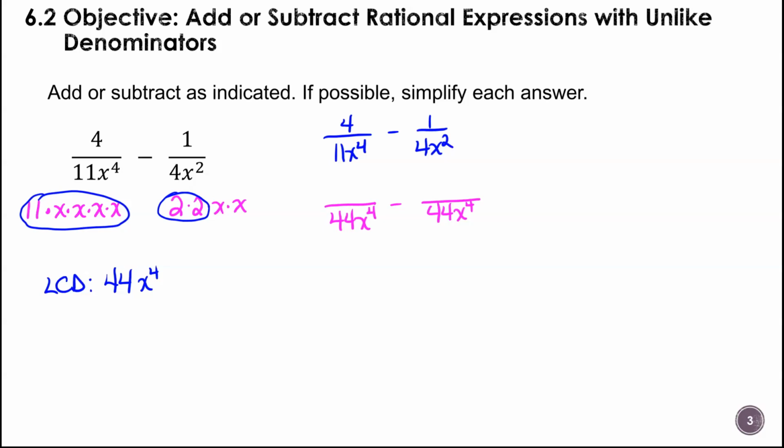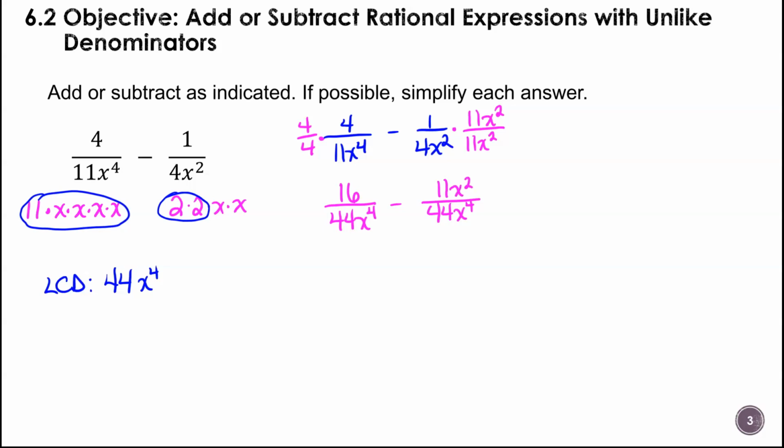Okay, so on the first fraction, I need to multiply by 4, and I don't have to multiply by any x's because I already have x to the fourth. So this one's just going to be times 4. 4 over 4 equals 1. Remember, we're always multiplying by 1. On the second one, I'm going to multiply by 11, and I have to have another x squared to get x to the fourth. Remember, when we're multiplying variables, we add the exponents. So my numerator is going to be 11x squared.